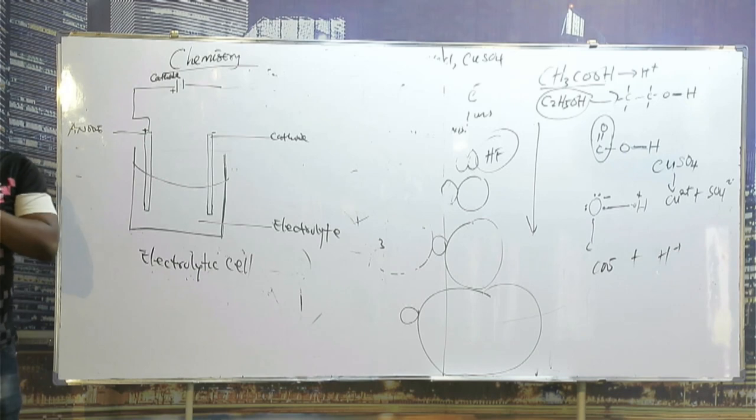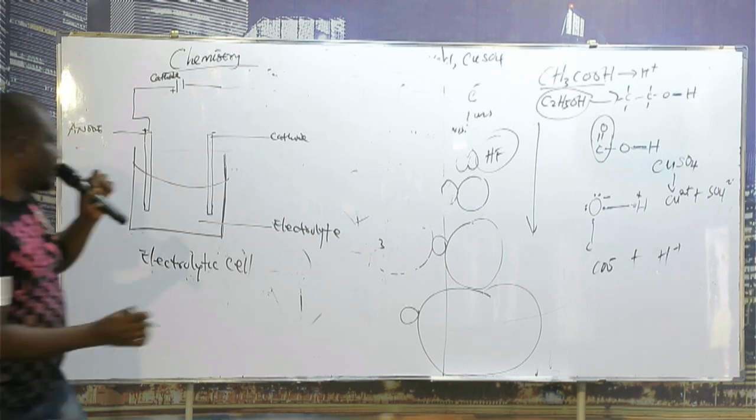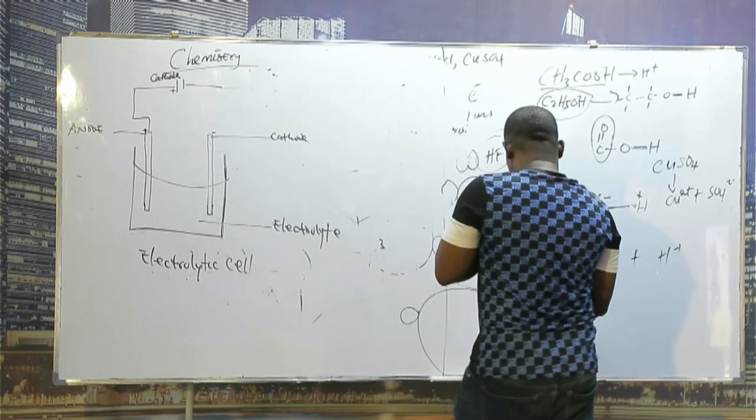Literally, the etymology of electrolysis is two Greek words: electro and lysis. The electro there means electricity. Lysis means breakdown. Electrolysis.